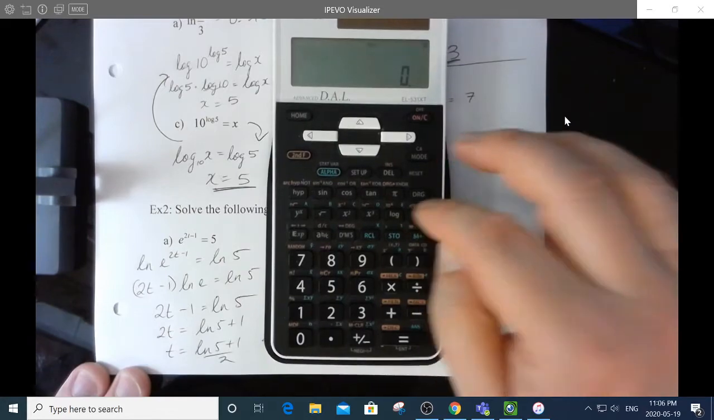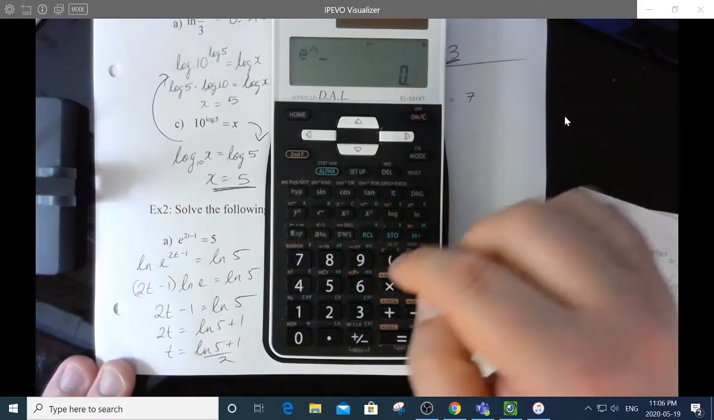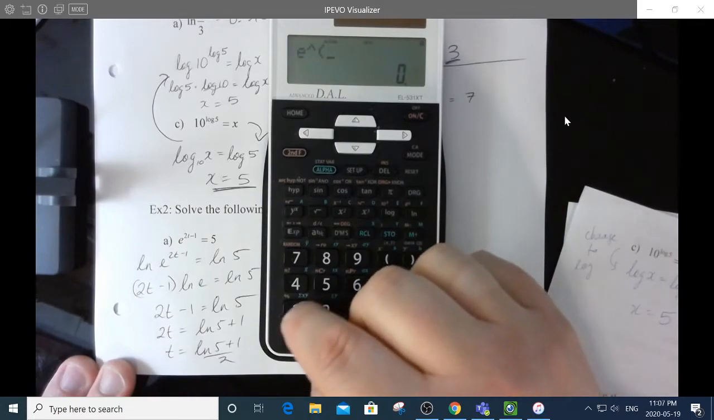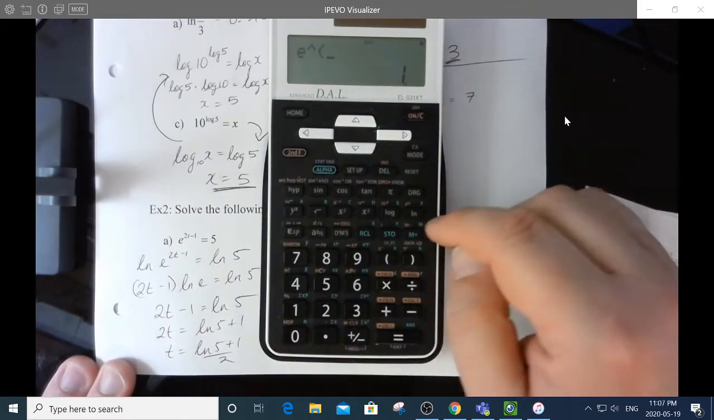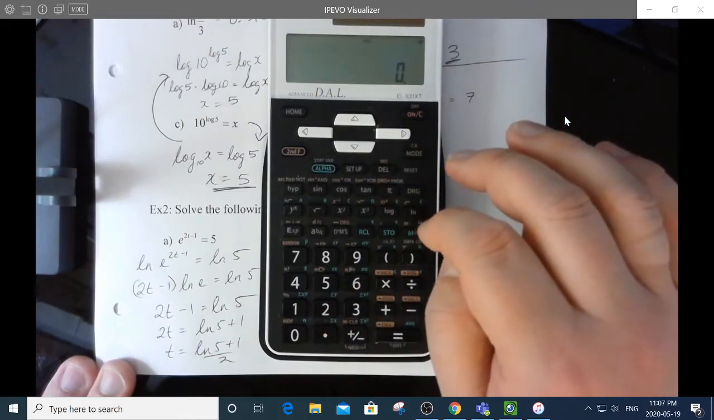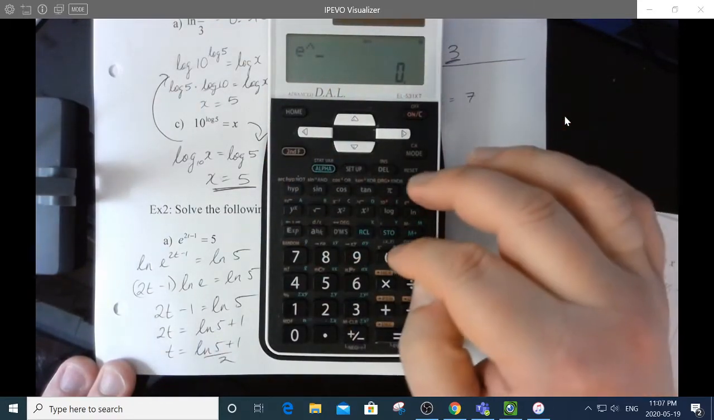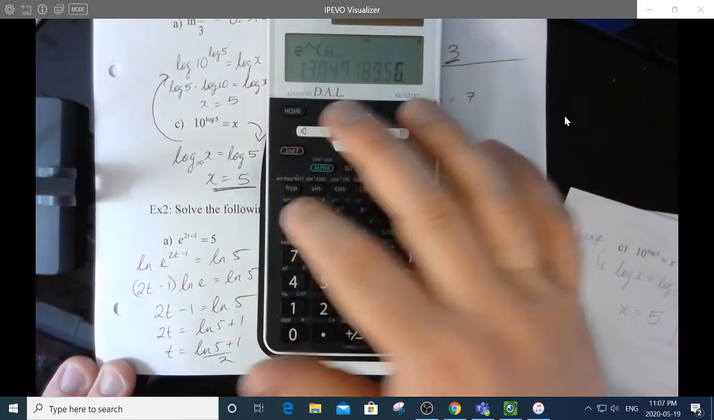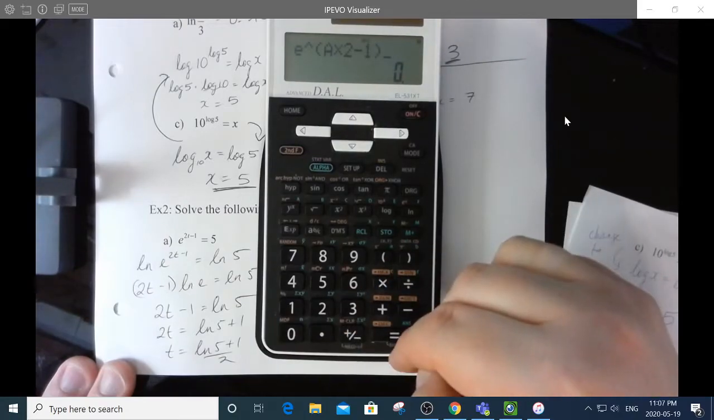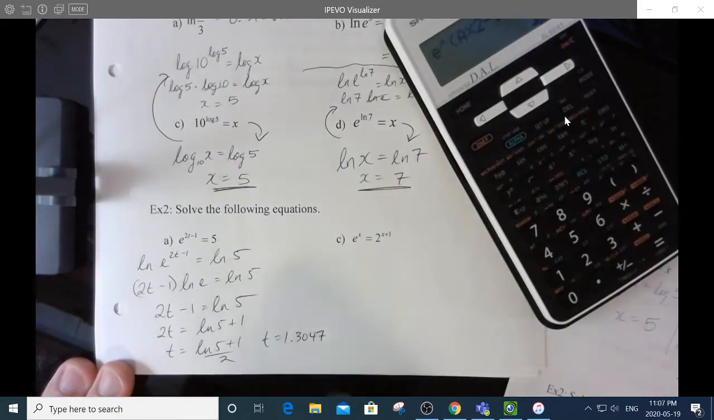Actually now that I think about it, I guess I didn't really need to actually get E. I could have just gone there. E to the power of, and then I'm going to open a bracket, and ask it for my answer from memory 1. Oh, it wasn't memory 1, it was memory A. Oh, this is why you don't use a calculator you're not very used to. There we go. To the power of recall A, times 2 minus 1, close brackets, and equals, ta-da, 5. So yep, that is the correct value for t.